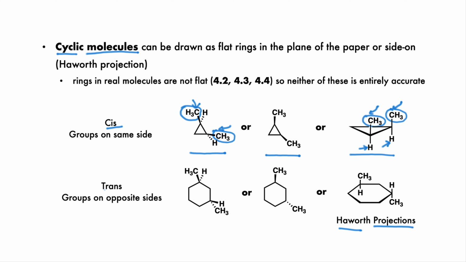If 2 substituents are trans, then they are on opposite sides, that is, opposite faces of the ring. In actual fact, most rings are not flat but are puckered. Neither of these representations is an entirely accurate 3-dimensional representation. We will discuss how to very accurately draw rings in 3 dimensions in topics 4.2, 4.3, and 4.4.